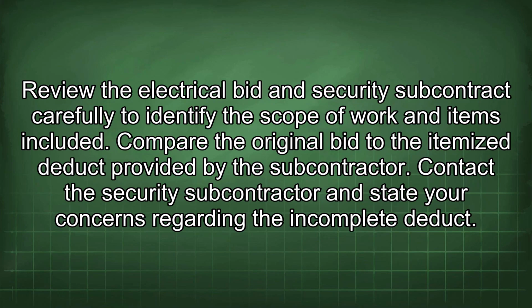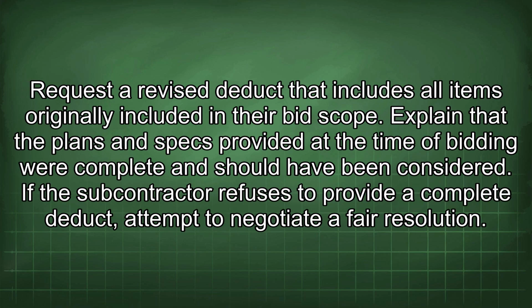Review the electrical bid and security subcontract carefully to identify the scope of work and items included. Compare the original bid to the itemized deduct provided by the subcontractor. Contact the security subcontractor and state your concerns regarding the incomplete deduct. Request a revised deduct that includes all items originally included in their bid scope.